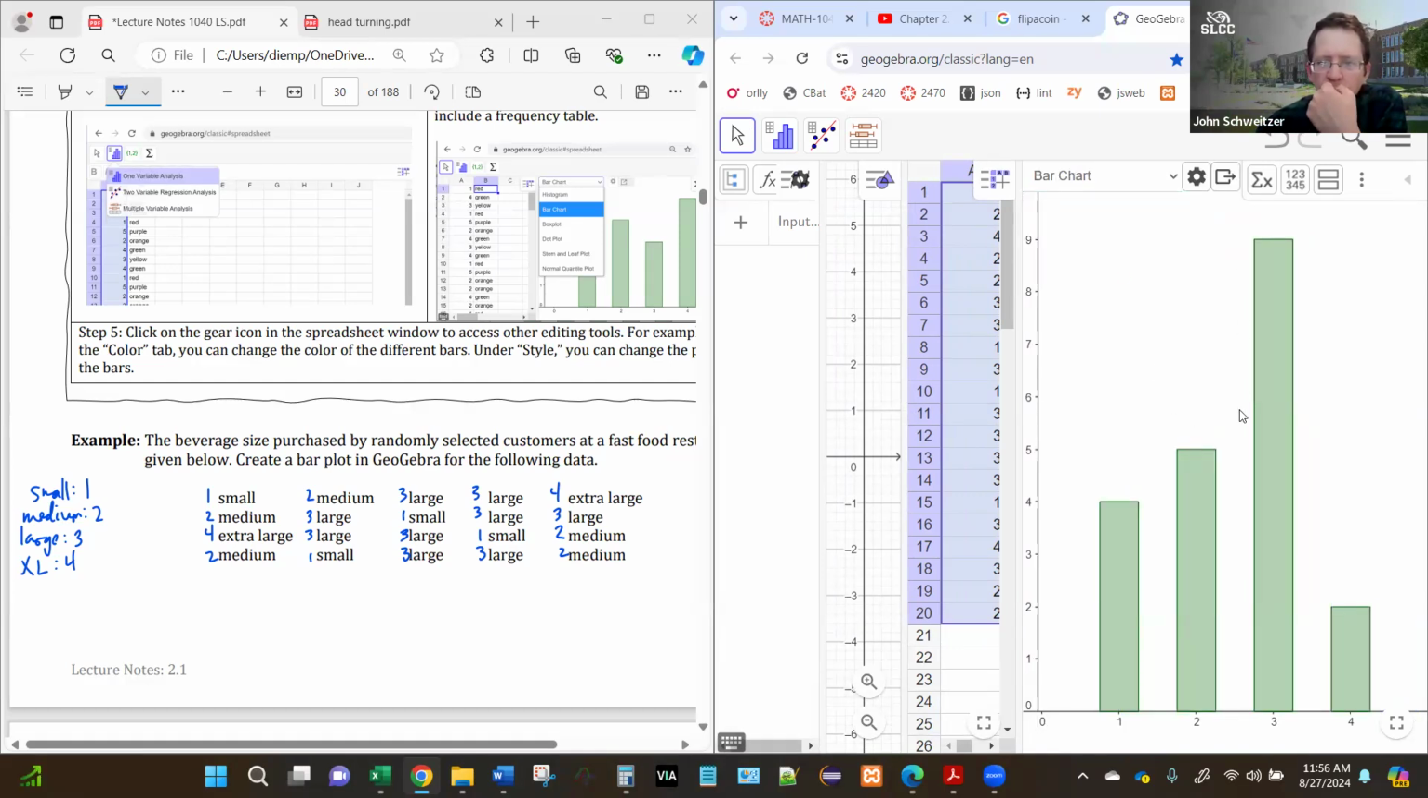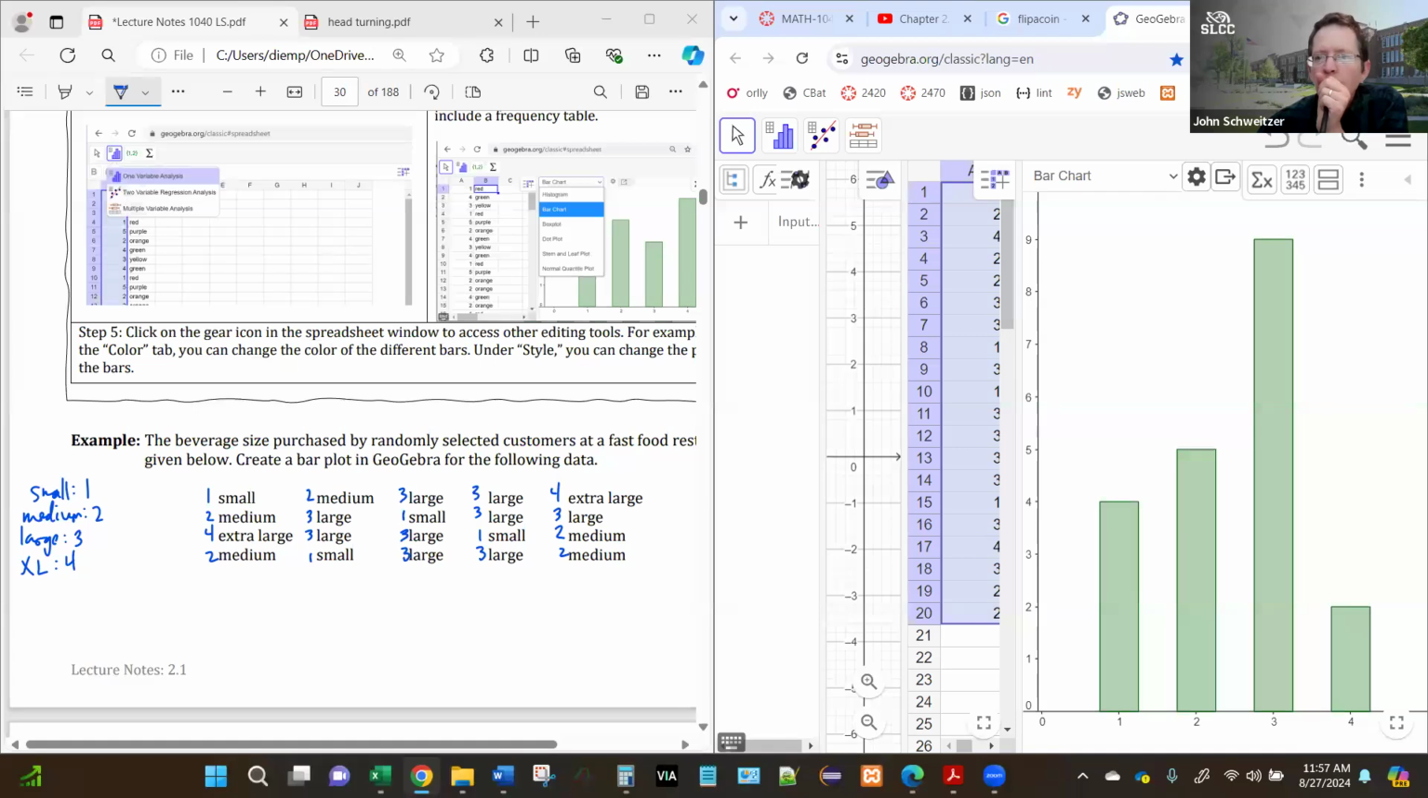Okay. And what is it telling us? It's telling us that this column here that's labeled 3 is by far the most common beverage chosen. The extra large is the least common. Medium is the second most common, and then the small is fairly rare, but more than extra large, right? So definitely, your customers are most interested in the medium and the large sizes there.